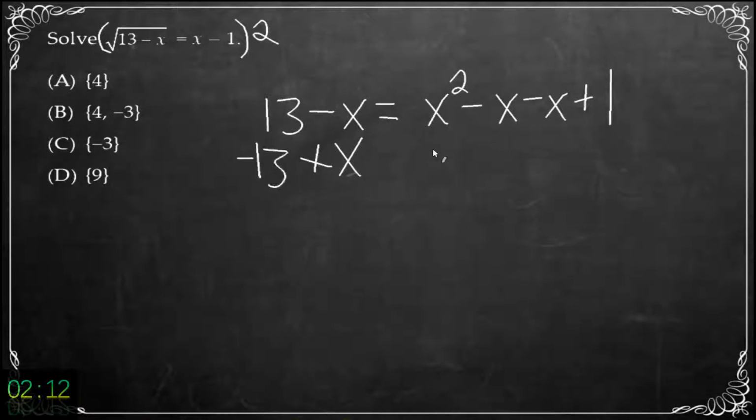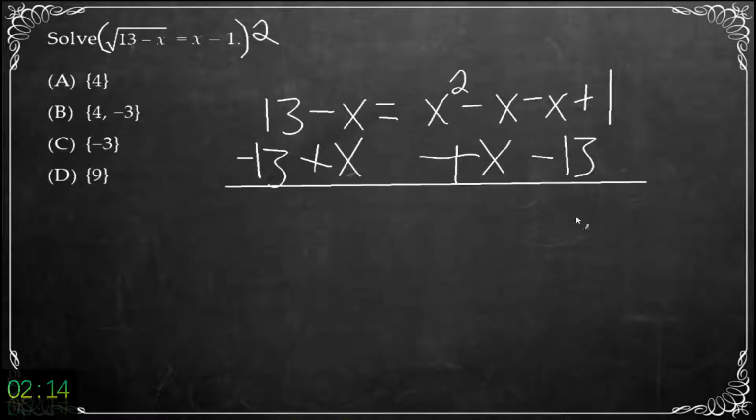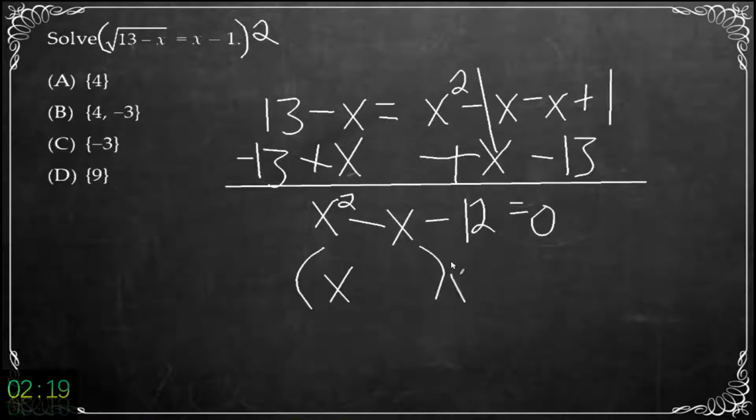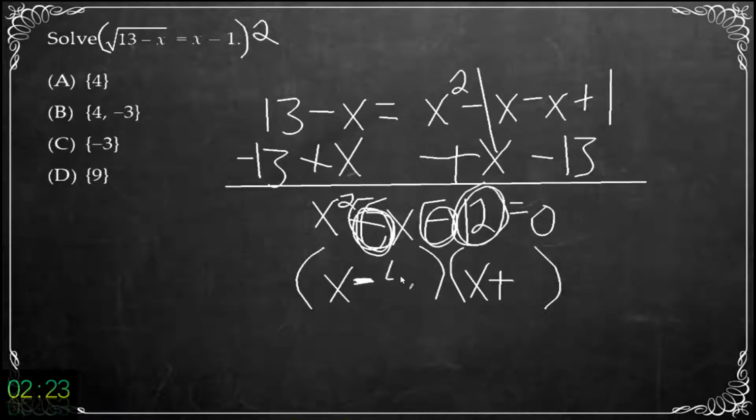Add x and subtract 13 from both sides to whittle it down to x squared minus x minus 12 equal to 0. Factor out that quadratic, and it looks like x minus 4 and x plus 3 is now equal to 0. So x is equal to either negative 3 or 4.